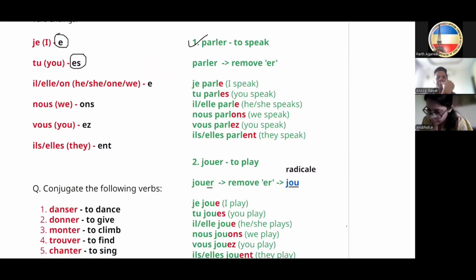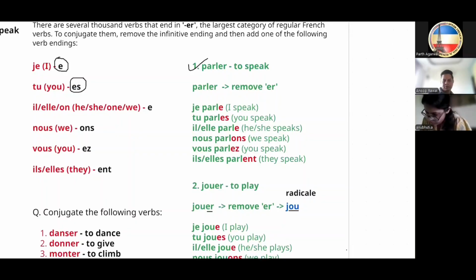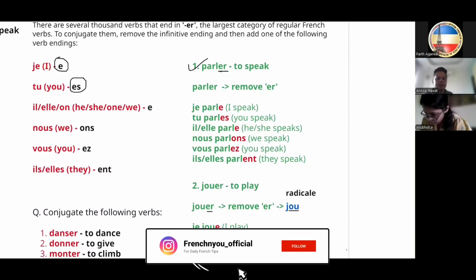How have we done this conjugation? Our first step is to remove the ending ER. So this is our first step. If you have a look, we have ER in the verb, so we will remove this ER. After removing ER, we will be left with parl. That will be the stem part of the verb, right? So now we know that the stem part of the verb is parl.